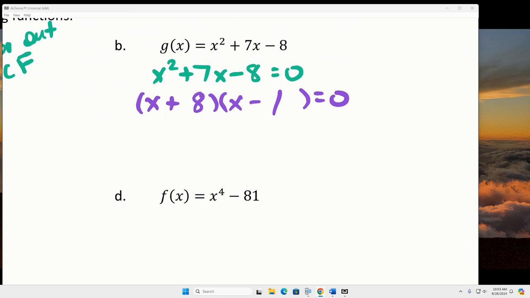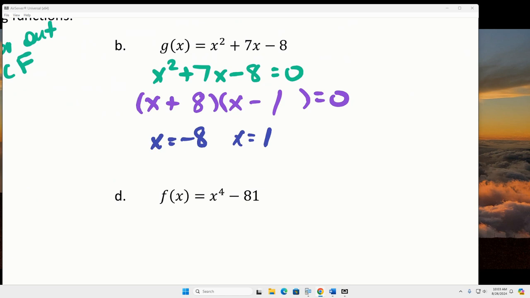Okay, now we can set each of these equal to 0. Can you just look at those factors and tell what the zeros are? I don't know. I've never really taught you guys algebra, so I'm not 100% sure. Negative 8 and positive 1. So you're going to do the opposite.